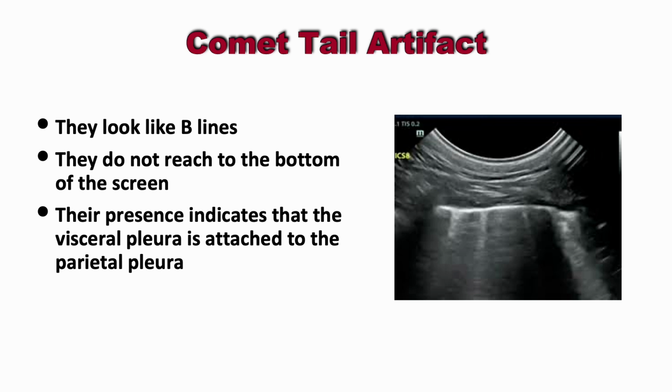The comet tail artifact is unlike the B lines. It does not reach the bottom of the screen, and its presence indicates that the visceral pleura is attached to the parietal pleura, excluding the presence of pneumothorax.